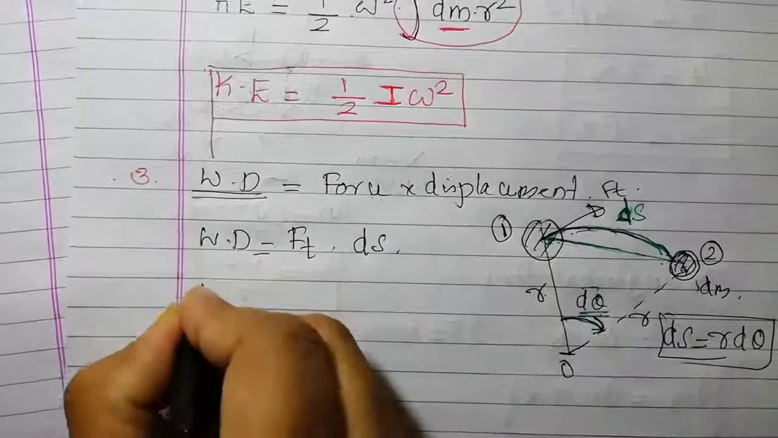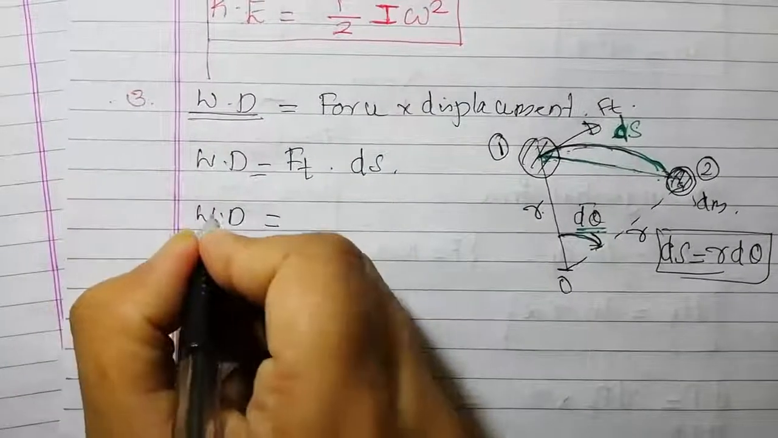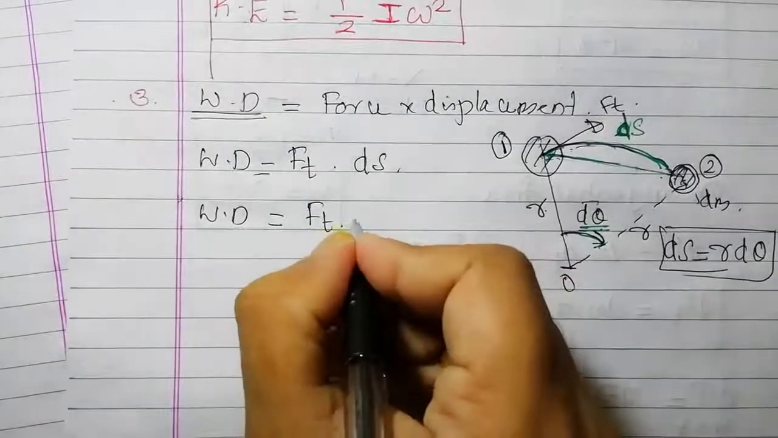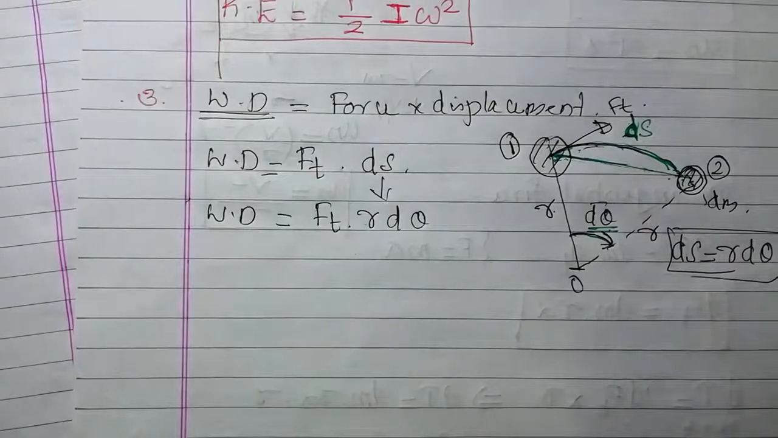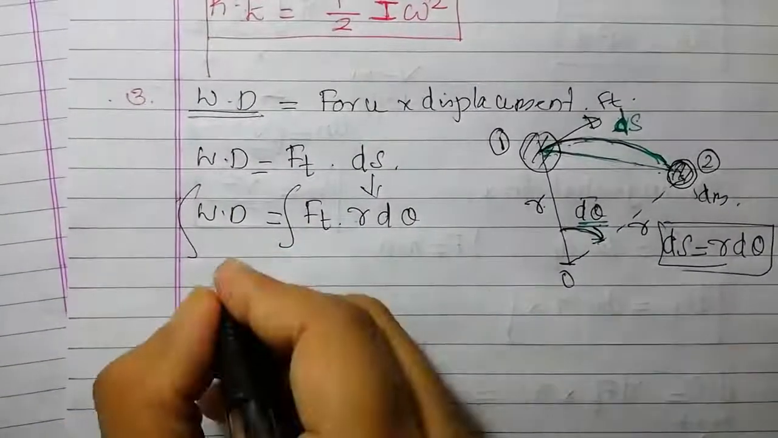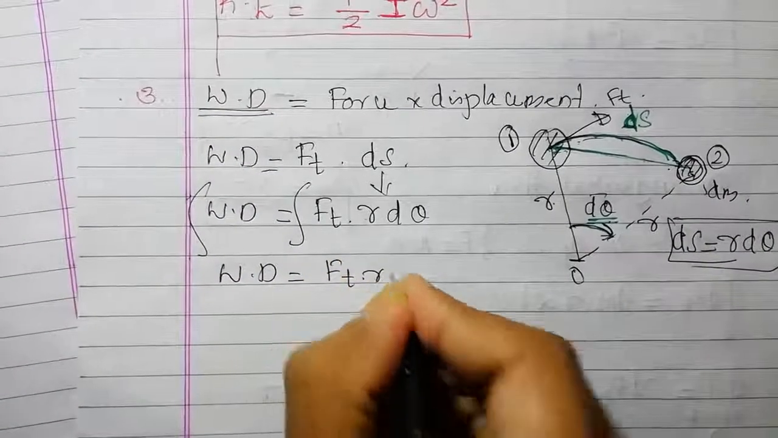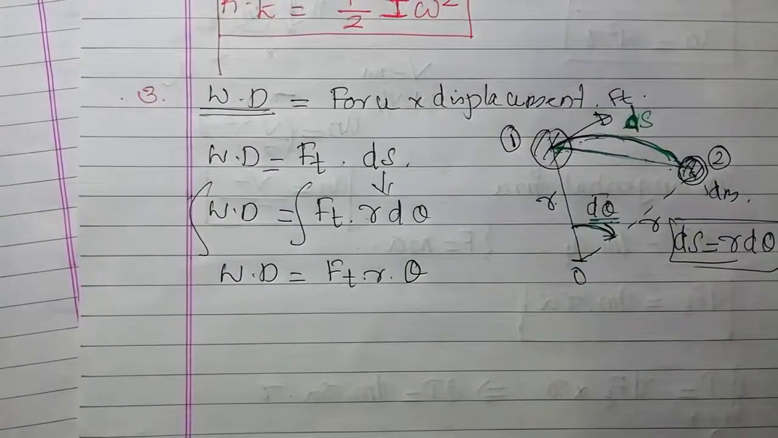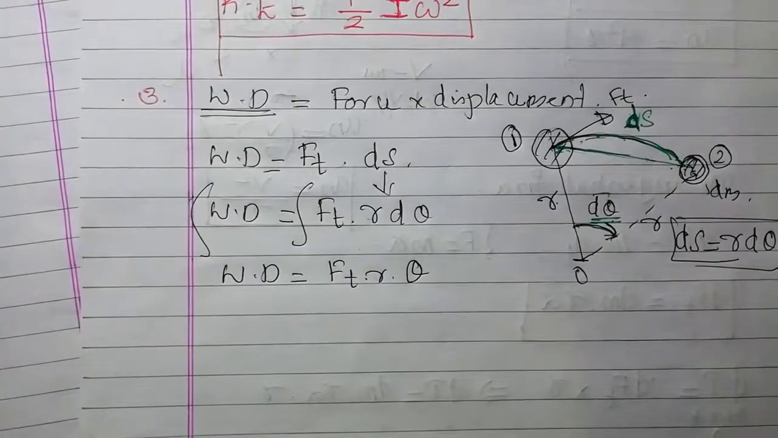So work done of the elemental mass, this is for the element, not the total work done. Elemental work done is equal to Ft into r d theta. ds is r d theta. Okay, now integrating on both sides we will get the total work done. Total work done is equal to Ft into r into integral d theta, and integral d theta is nothing but theta itself. So work done is equal to Ft into r into theta.